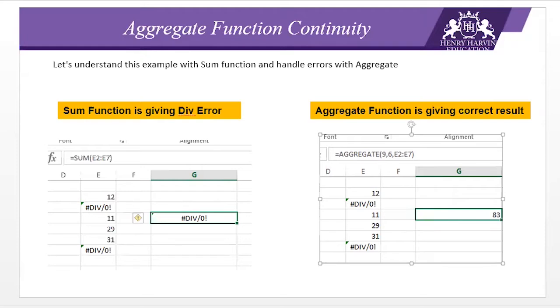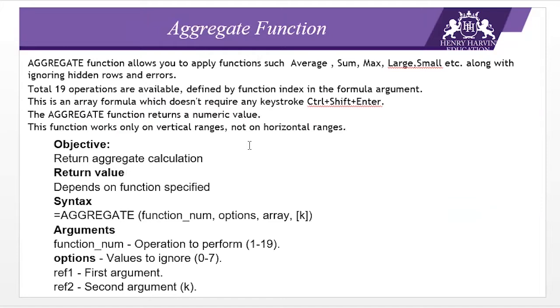So let me go back to my first slide, which tells us how the aggregate function works. The aggregate function is very numeric. It works only on a numeric range, and it gives the result in numeric only. So you can say that the aggregate function returns a numeric value. This is one of the characteristics, and this is an array formula. This is the beauty of this function: it does not require the keystroke Control Shift Enter.